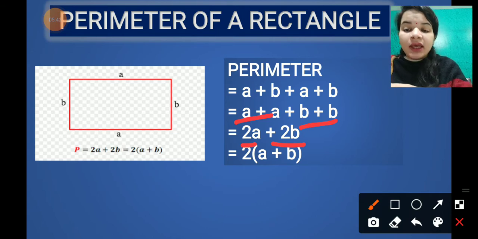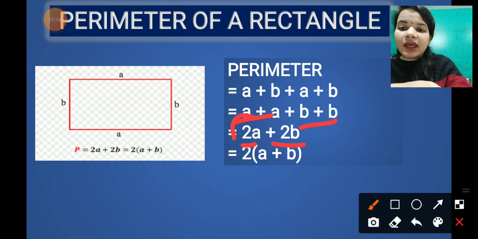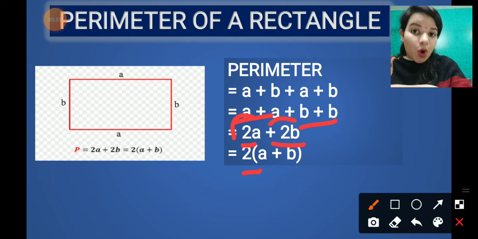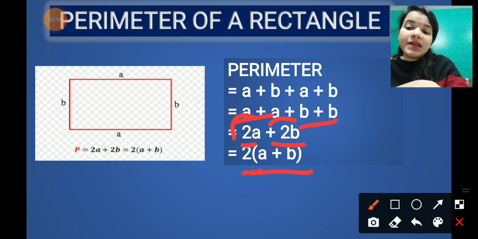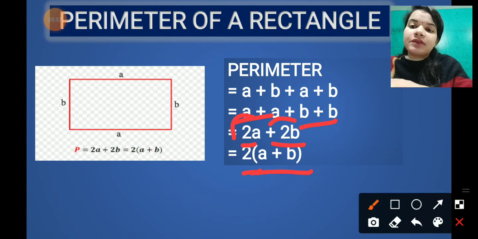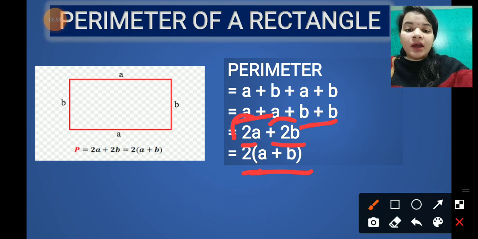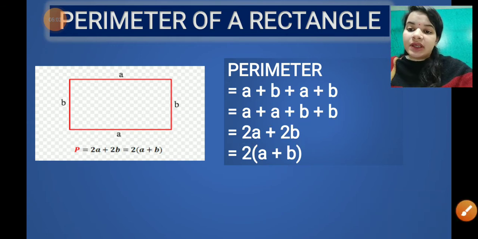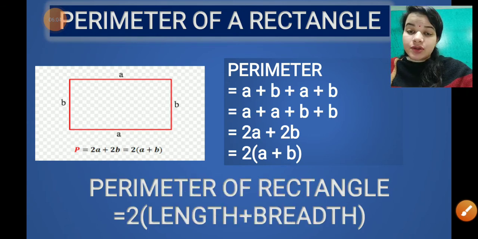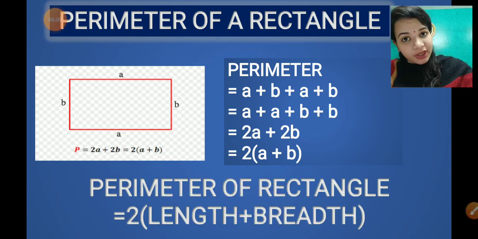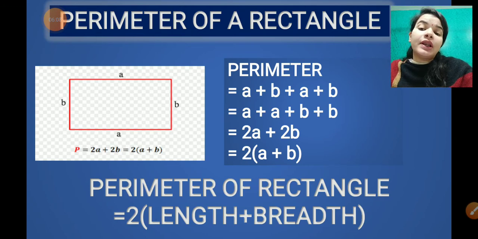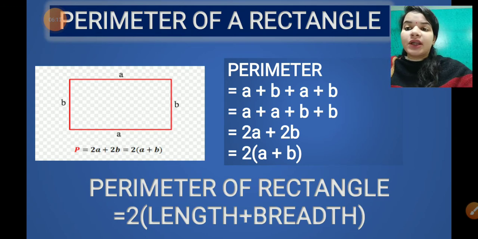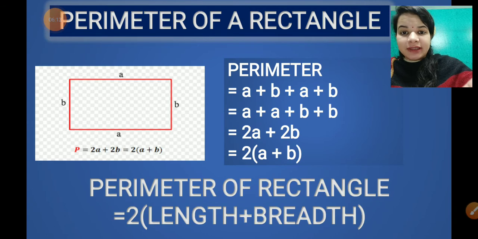And if you see here, you have 2 in both, right? You have 2 with A also, you have 2 with B also. So you can take out 2 as common. So the formula becomes twice of A plus B. Okay, this is the formula for perimeter of a rectangle. In other words, you can say it is twice of length plus breadth. Okay, so you can also learn these formulas to find out the perimeter of a rectangle directly.